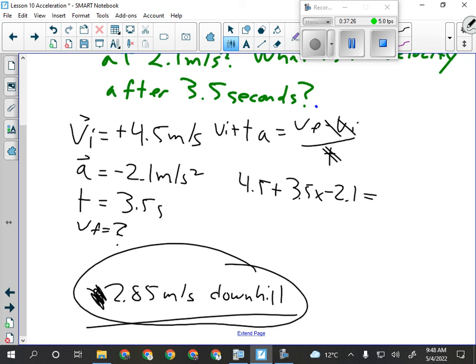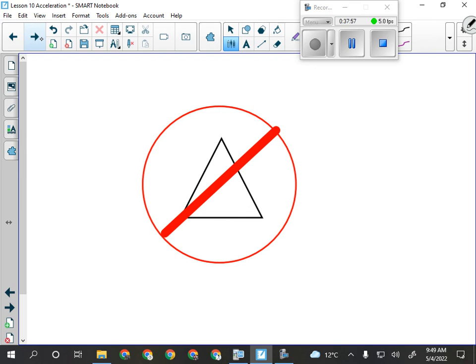I wasn't given positive and negative in the question. I was given uphill and downhill. Similarly, you don't write negative 2.85 meters per second downhill, because negative downhill is uphill. So you can't have both. It's just downhill. Whatever vector you need on your answer needs to match the vector the question gave you initially. Questions on that? No more triangles. They're dead to you. No more triangles.